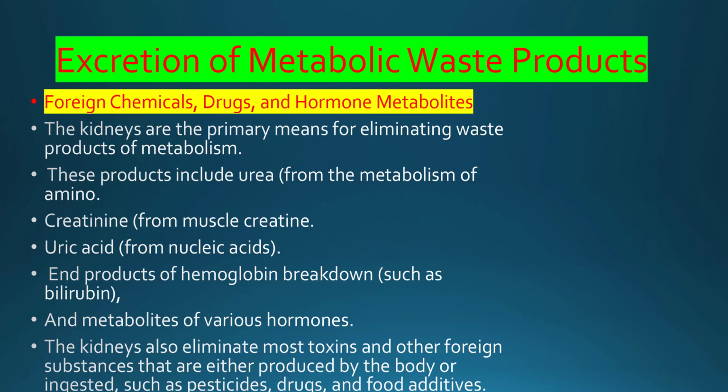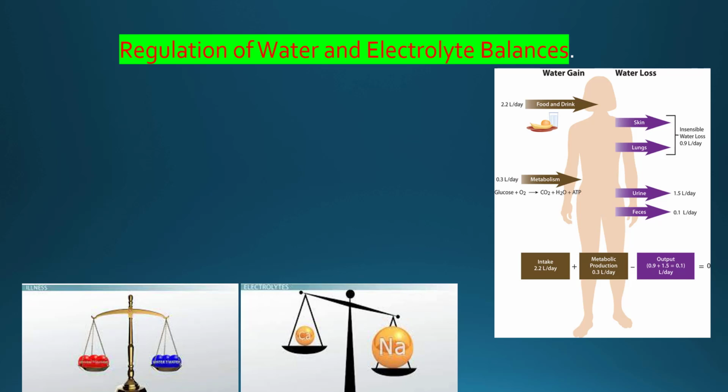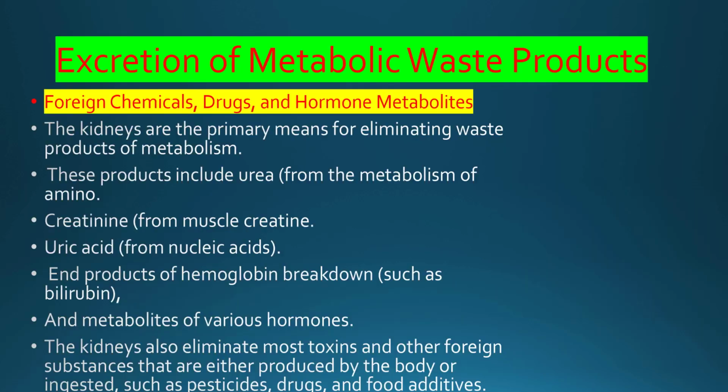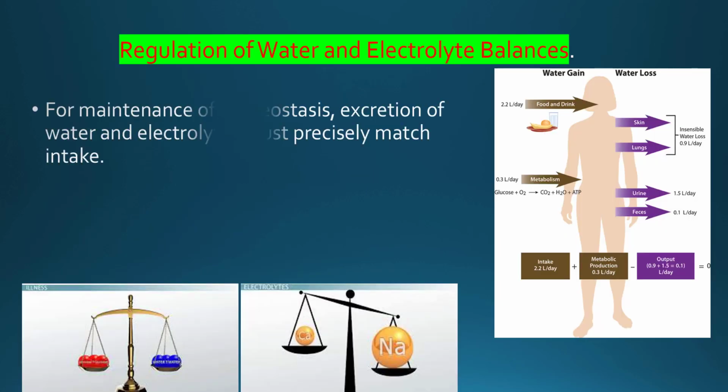The kidney also eliminates most toxins and other foreign substances that are either produced by the body or ingested, such as pesticides, drugs, and food additives. So these are the main functions of the kidney: removal of waste products which are ingested or produced in the body during metabolism.